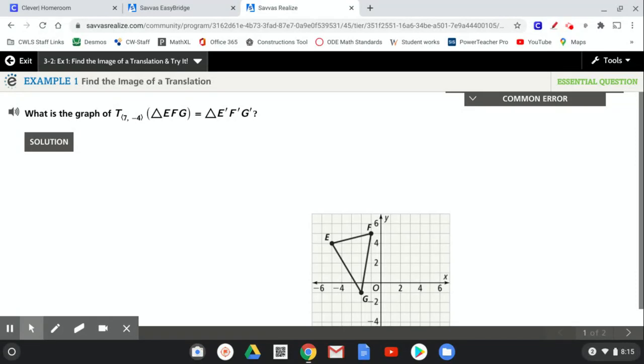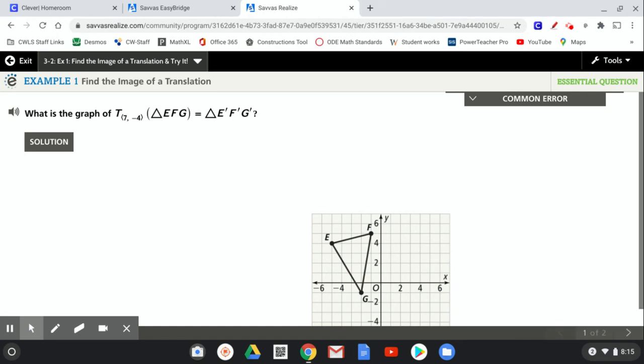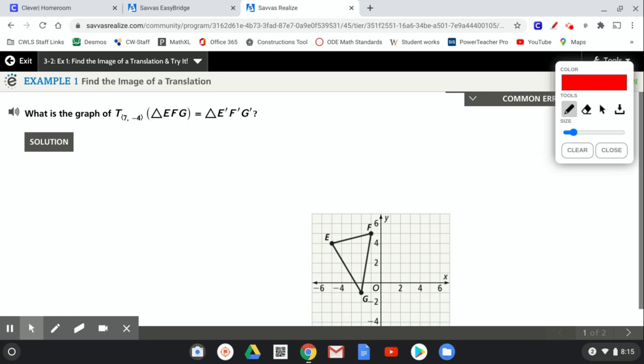All right, guys, so we're on to translations. A translation is basically, sometimes we'll call it a slide. You could call this a translation or a slide because we're just taking the figure and moving it in the x direction a certain number of units and in the y direction a certain number of units. So if you look here on this first example, we have this.